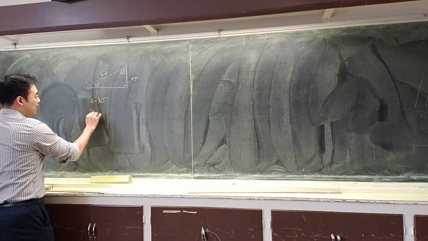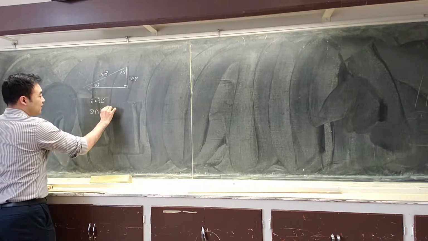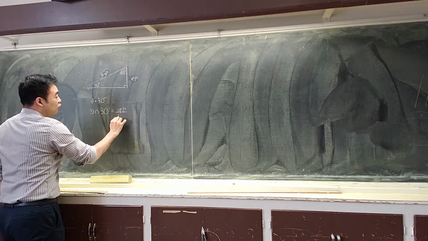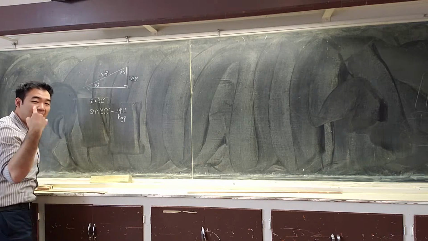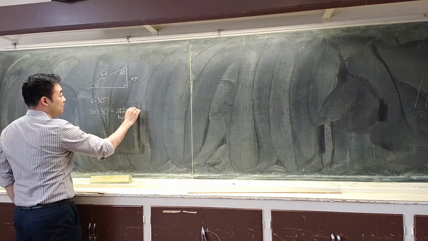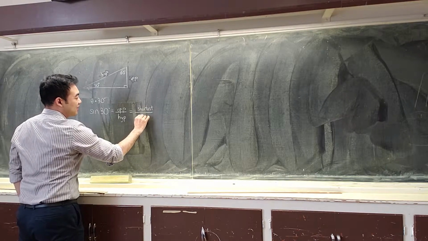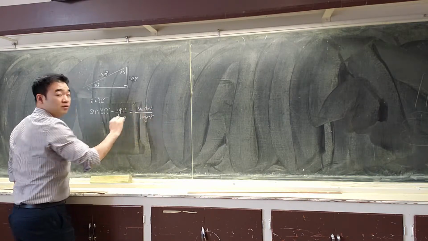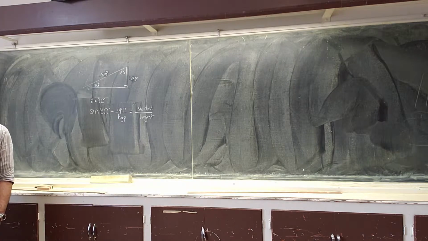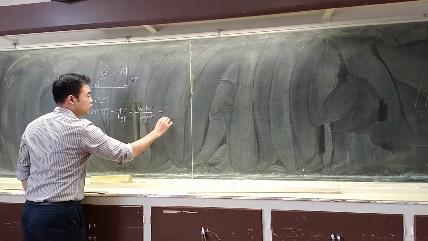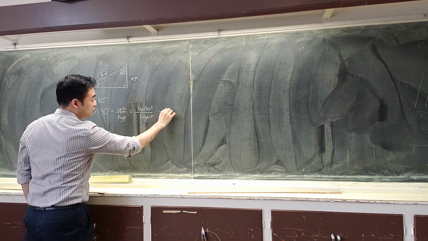Here is where I was hoping people would go. Sine of 30 is opposite over hypotenuse, which happens to be the shortest side to the longest side. Make sense? Everyone with me? And what's sine of 30? If you plugged it into the calculator, the shortest side to the longest side is going to be 0.5.